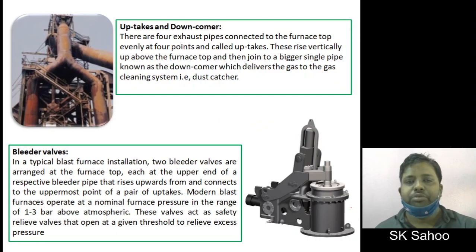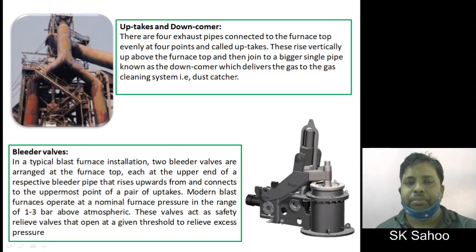We know that a huge amount of blast furnace gas is generated during the course of iron ore reduction inside a blast furnace. We have to collect this huge amount of gas, because we cannot discharge it to the atmosphere, as it creates pollution, and it also has some calorific value, so we have to use it. To collect these gases, there are 4 exhaust pipes connected to the furnace top evenly at 4 points. In the figure, these 2 points are shown, and on the other side there will be the other 2 points. So, 4 points.